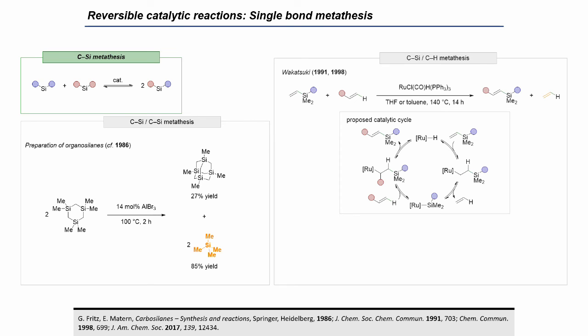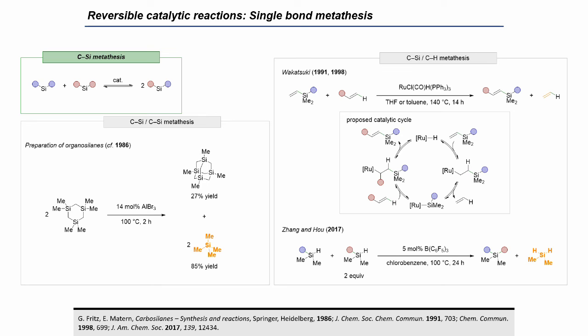Mechanistic studies suggested that a ruthenium hydride undergoes a hydrometallation with the vinyl silane. At this stage, beta-silicon elimination occurs to give a ruthenium silyl complex and ethylene. Silyl metallation of the alkene followed by beta-hydride elimination regenerates the catalyst and leads to the formation of the vinyl silane product.